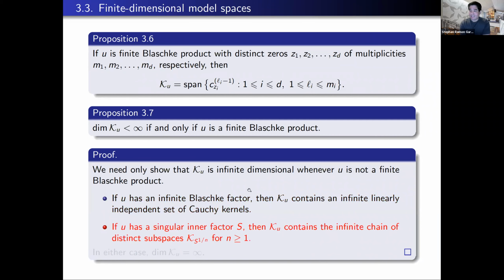Now, if U has a singular inner factor S, what you can check is that the subspaces of Ku correspond to the inner divisors of U. So S is an inner divisor of U, but also the nth root of that singular inner function is also an inner divisor of U. So that means Ku contains an infinite chain of distinct subspaces. And that means that the model space Ku is infinite dimensional. So in either case, you're going to be infinite dimensional. The model space is finite dimensional if and only if it comes from a finite Blaschke product.